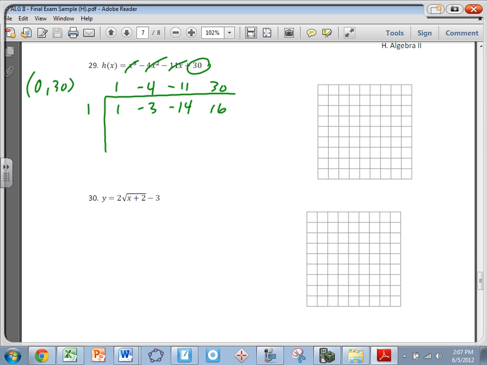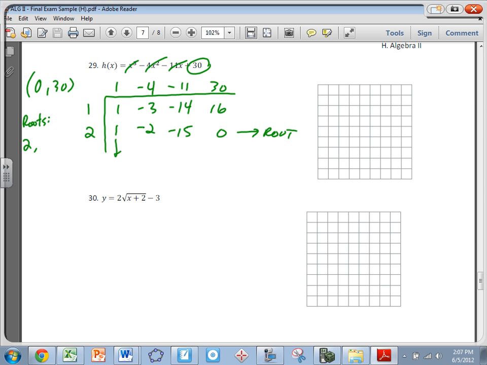Let's try 2. Bring down the 1. 2 times 1 is 2. 2 minus 4 is negative 2. It's going to be negative 4 minus 11 is negative 15. Negative 30 and 30 is 0. So this is a root. Okay, so already I know that one of my roots, and I'm going to list my roots on the side, is going to be 2.